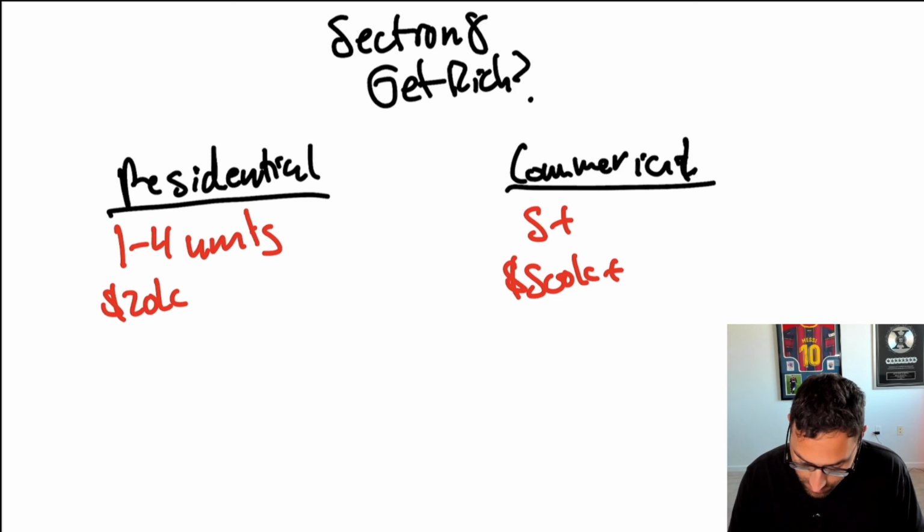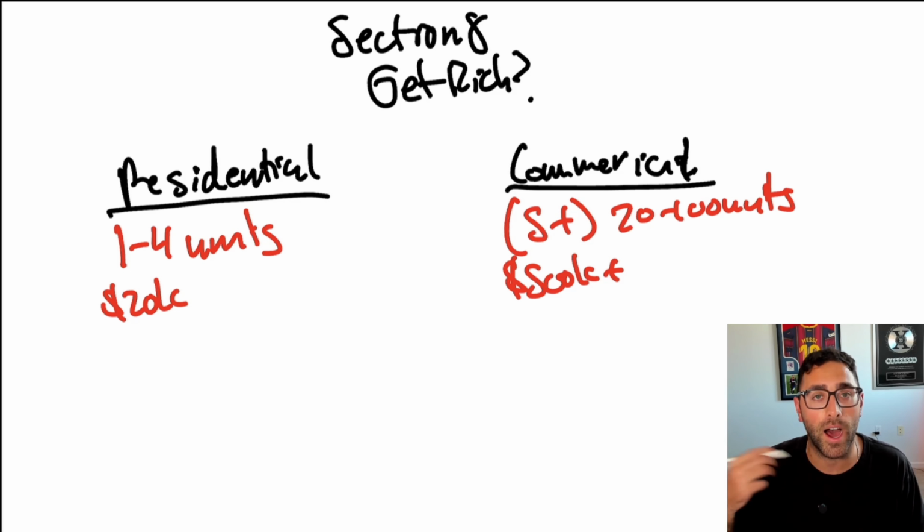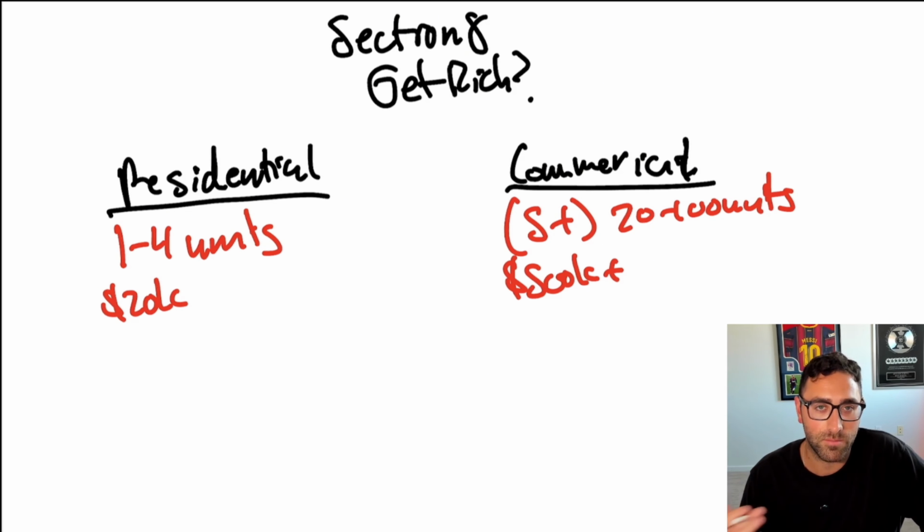The minimum is 5 units, but really you want to get to 20 to 100 units. That's where the math starts making sense, and that's what I buy with my company, Red Brick Equity. Residential, 1 to 4 units. I've done thousands and thousands of single-family homes. Either I've been part of them or showed other people how to get into these deals. You're going to need around 20,000 bucks to get into it.